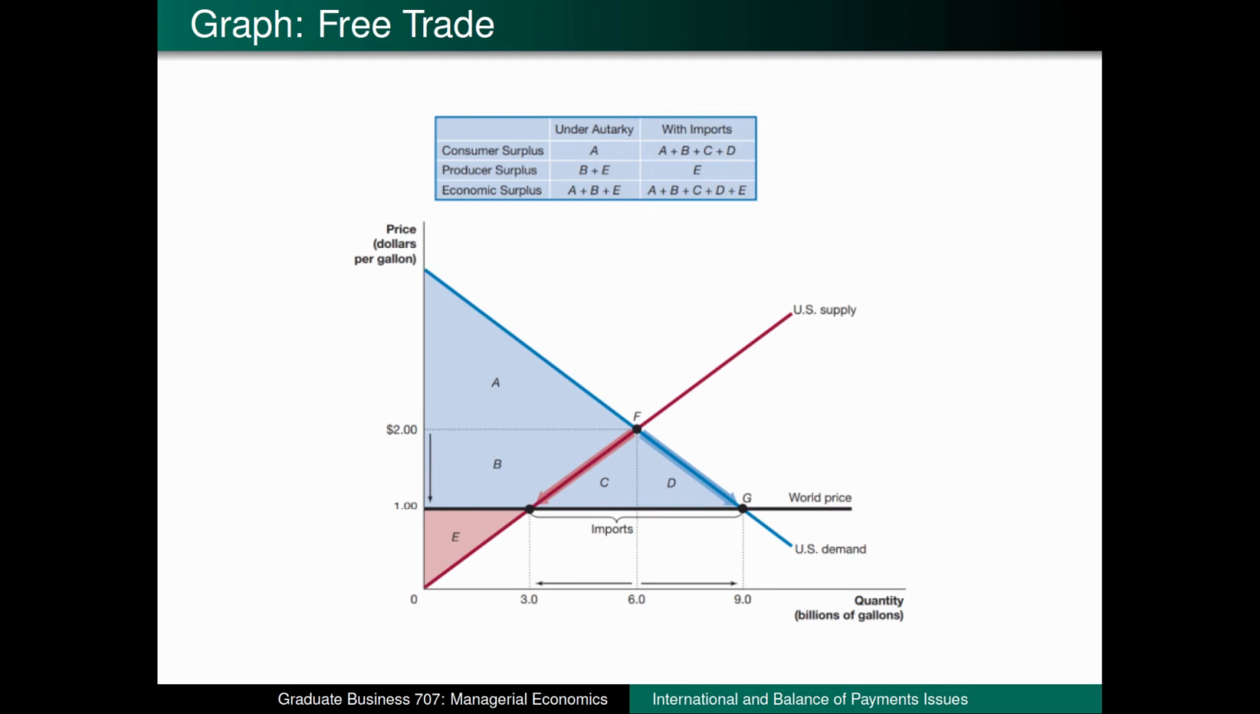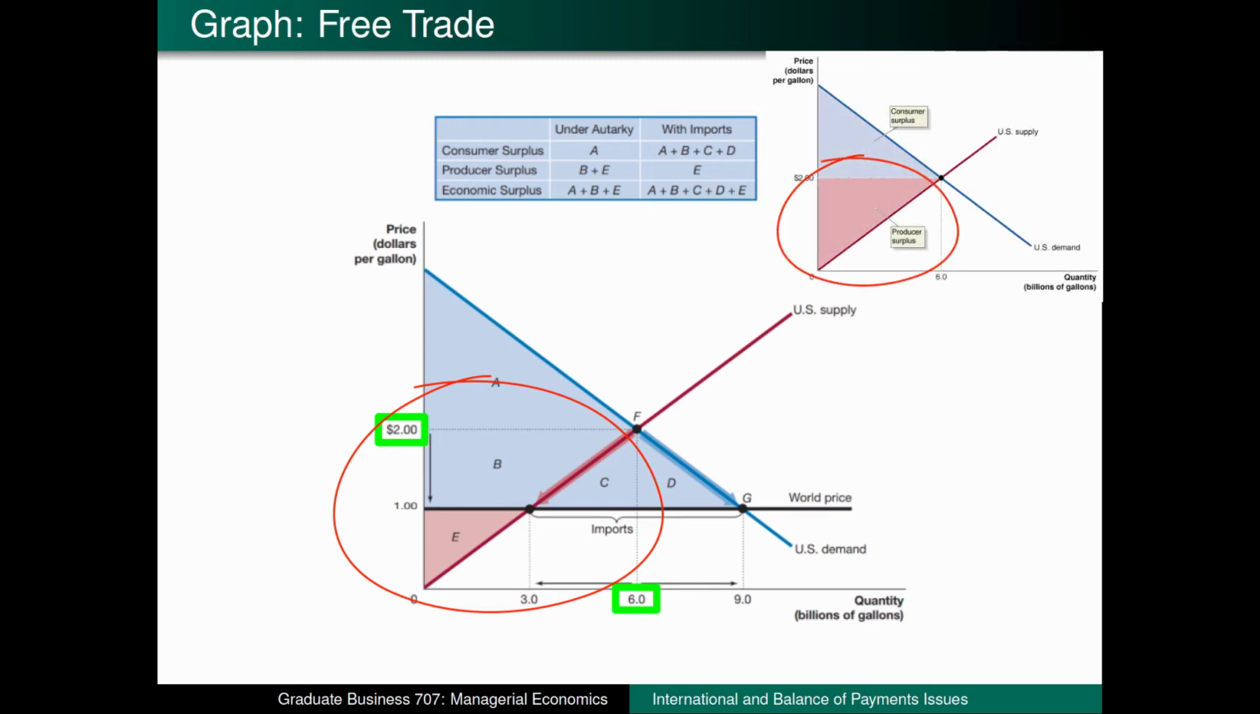Under the original scenario in which the U.S. doesn't trade, American companies charged the equilibrium price of $2 and sold 6 billion gallons, so producer surplus is the red triangle E and the blue trapezoid B. Notice that B plus E generates the area for producer surplus in our previous slide.